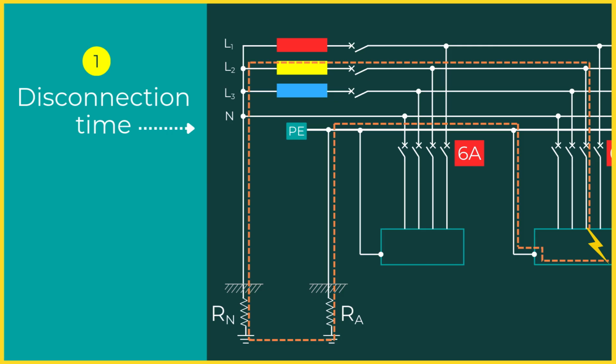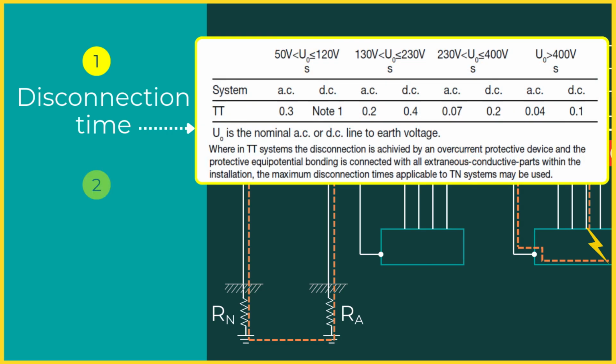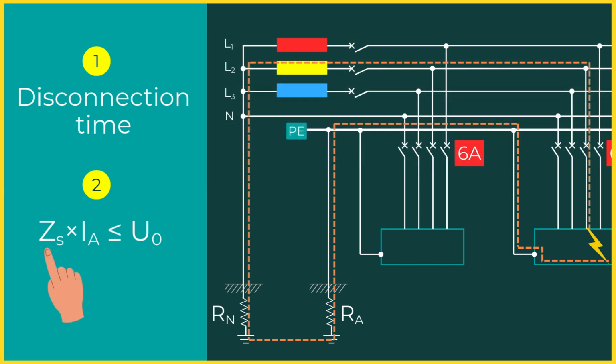If overcurrent devices are used for fault protection, again two conditions must be satisfied. First, the supply must disconnect within the prescribed time. Second, the loop impedance condition must be met. This condition is expressed as ZS times IA should be less than U0. Here, ZS is the total fault loop impedance. IA is the current that causes the protective device to trip within the required time. U0 is the nominal voltage to earth. In a TT system, ZS includes the resistance of the phase conductor, the protective conductor, the protection earth electrode, and the system earth electrode. The overcurrent protective device must be carefully selected to ensure that both conditions are satisfied.